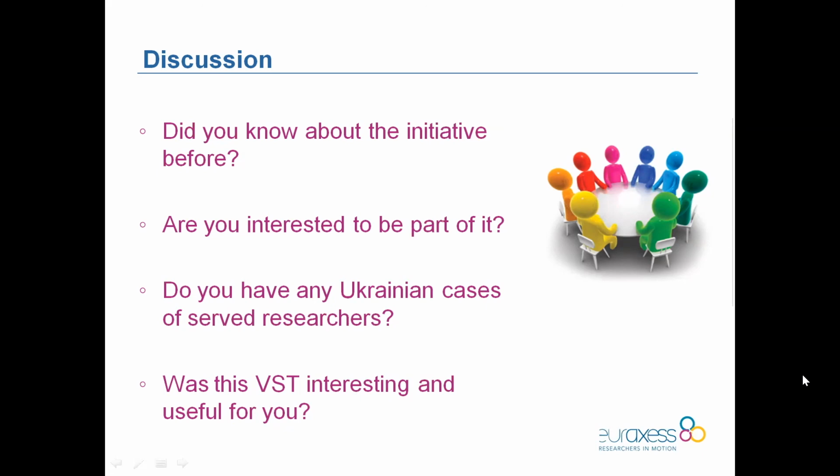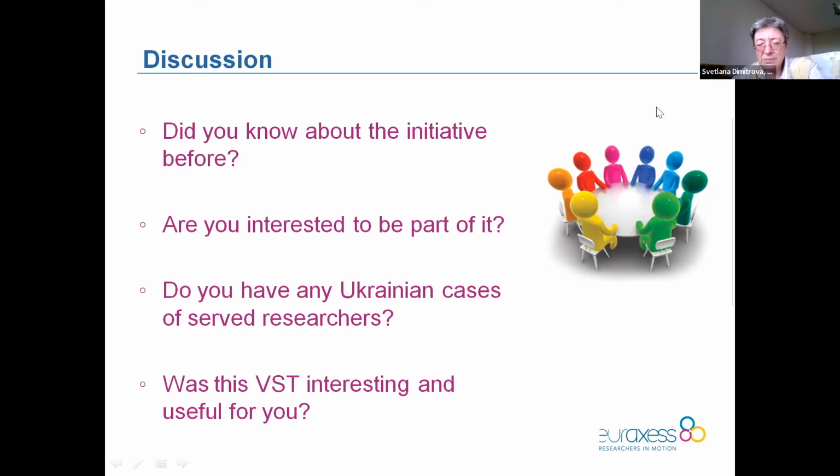So we have Ukrainian cases, but it's special because they are men, and we don't know if they would come or not. And it will be very unfortunate if they couldn't manage. But what we can do?